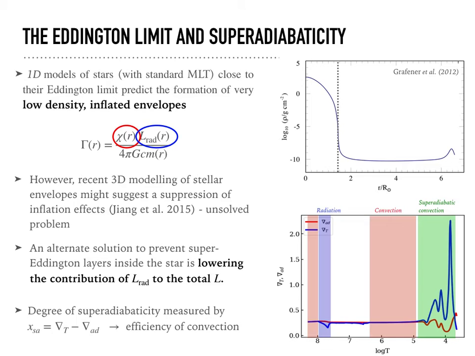This is where the concept of superadiabaticity comes into the picture, which is a measure of the efficiency of convection. The higher the value of superadiabaticity, the lower the efficiency of convection. And it is these inflated regions where we have radiation dominance and inefficient convection. So we systematically study the effects of having excess envelope mixing in stars that are close to their Eddington limit, especially in these regions, instead of allowing them to inflate.